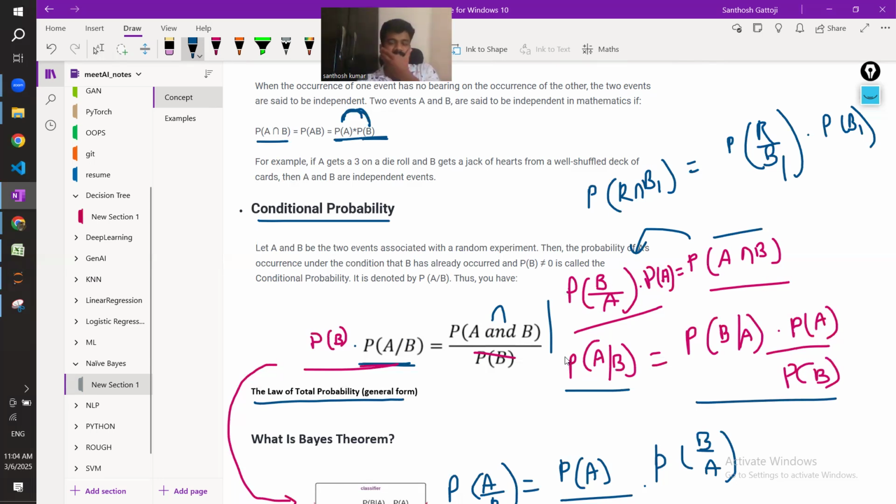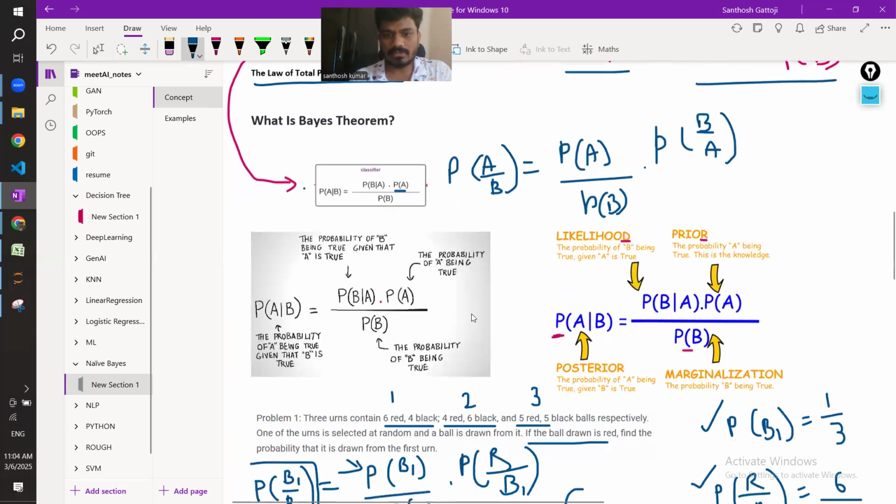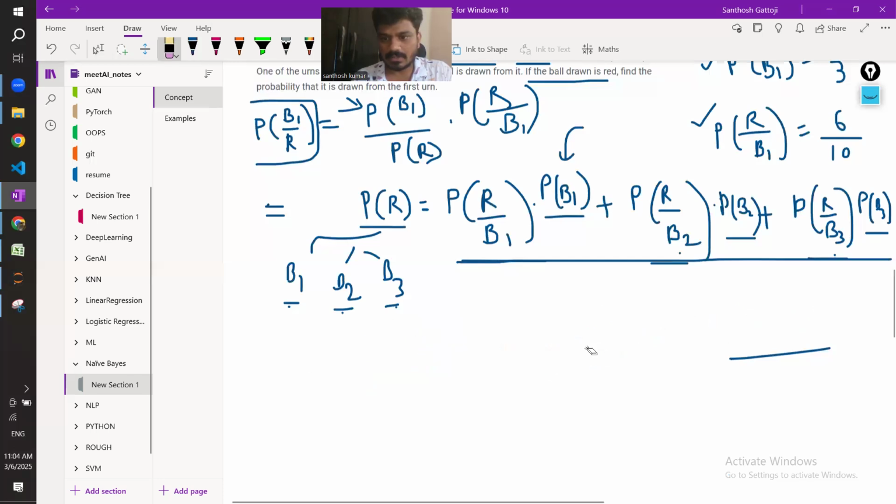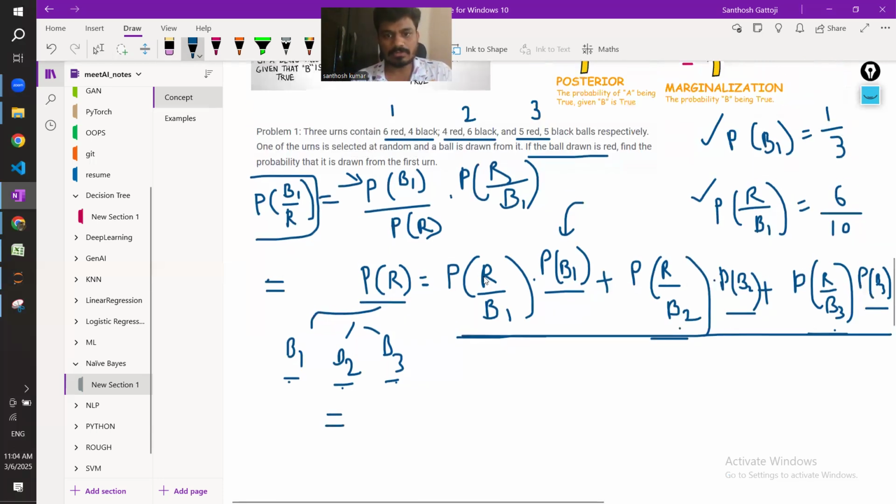Is it clear or is it confusing? Clear, right? So from conditional probability also you can pick that. That's how you can get to this formula. So when I'm saying P of R, it is probability of R from B1 into probability of B1, and R by B2 into B2, R by B3 into B3. So now this is completely P of R.